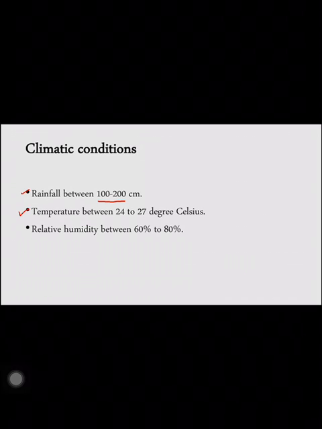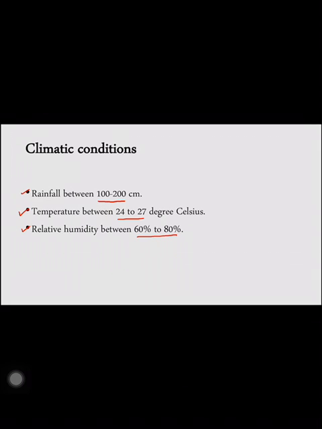Second, temperature is almost the same. 24 to 27 degrees Celsius is essential for the growth of the forest, and the relative humidity has to be at least 60 to 80%. So moisture content has to be 60 to 80%, with rainfall between 100 to 200 and temperature between 24 to 27. So these are the three important climatic conditions which are required for the growth of monsoon or deciduous forest.